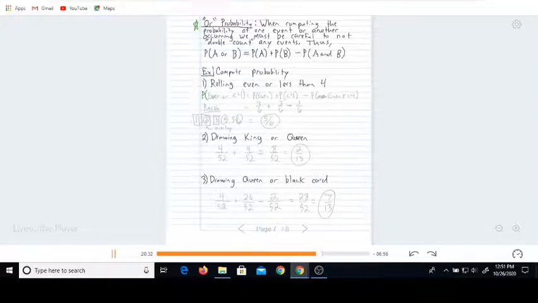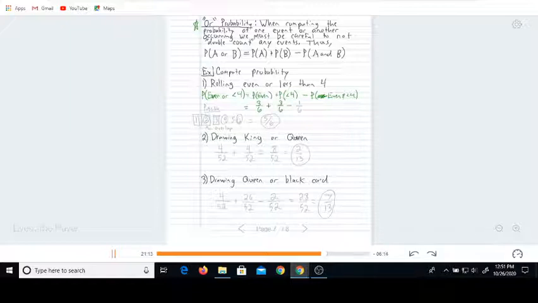So the way you would do that, probability of rolling even or less than 4. Well, that's going to be the probability of rolling even plus the probability of rolling less than 4 minus the probability of the overlap. In other words, even and less than 4. So the probability of rolling an even is 3 out of 6. The probability of rolling a number less than 4, well, that could be 1, 2, or 3. That's 3 out of 6.